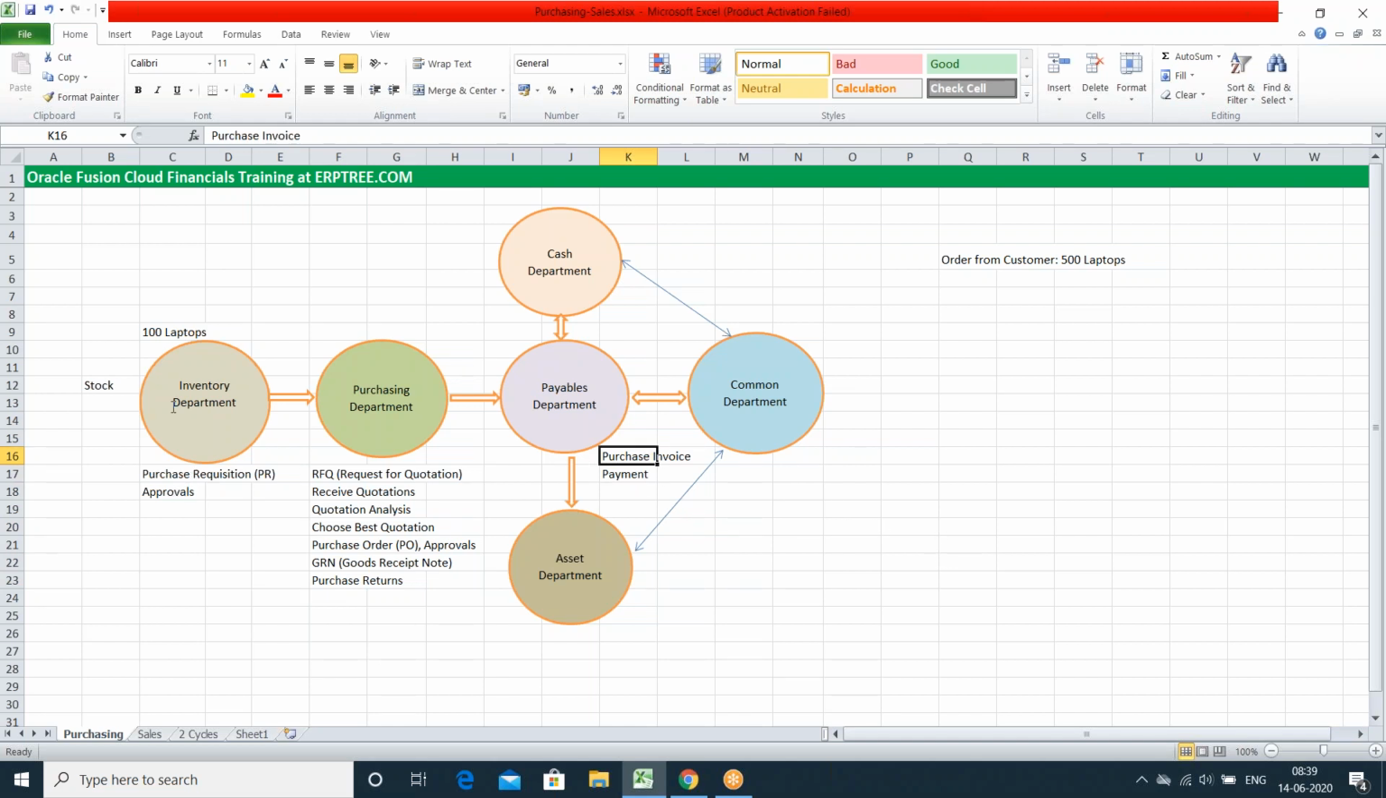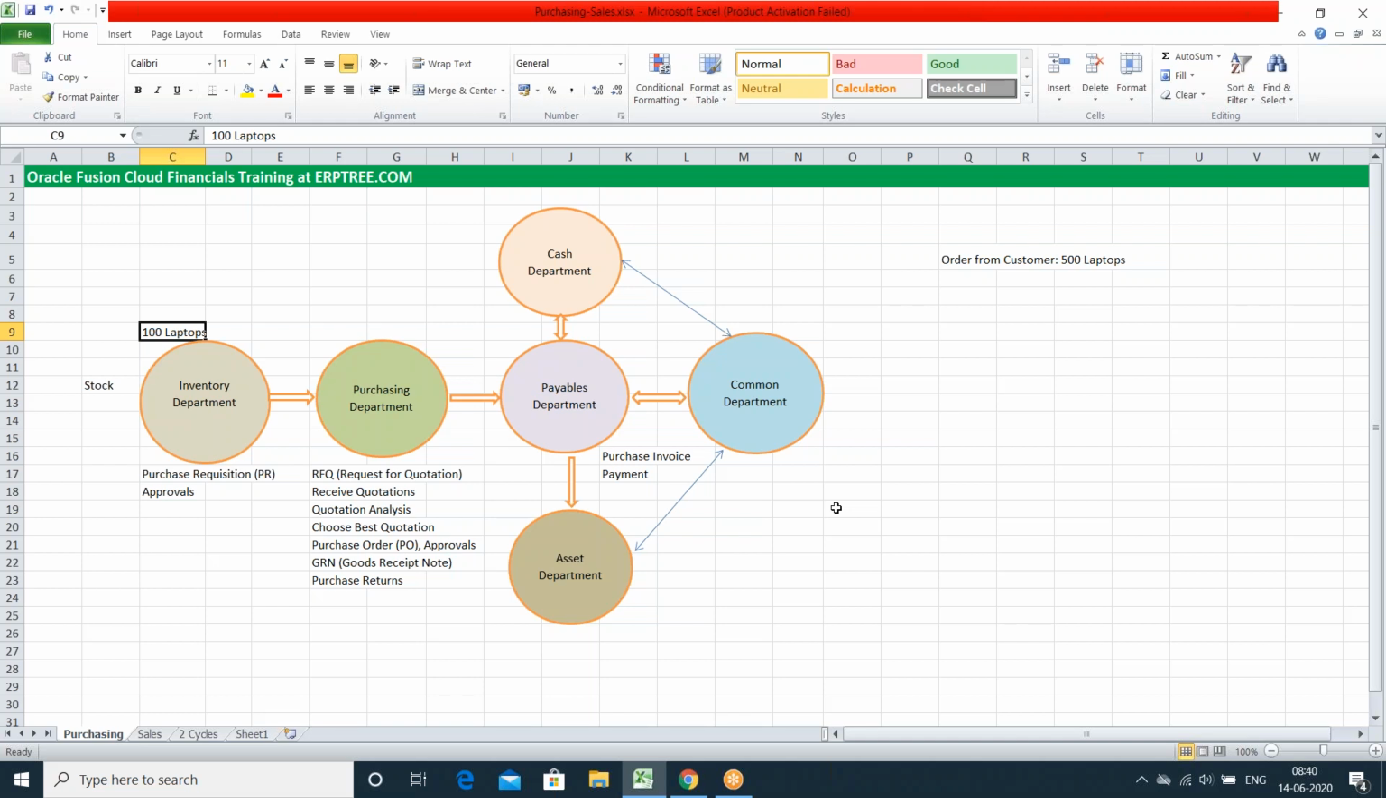So now we are taking the example of a laptop. We are purchasing the laptop to sell to our customer. Sometimes an organization can purchase assets also. For example, if an organization requires land and wants to purchase it, they'll raise the requisition, specifying how many square feet of land they require, and they'll get internal approvals. Then that goes to the purchasing department.